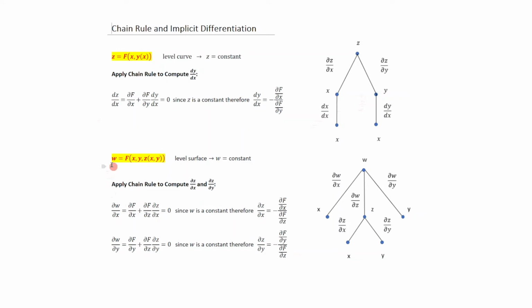So if we do dw/dx and break this out, this is ∂f/∂x plus ∂f/∂z times ∂z/∂x. And again, because it's a level surface, w is a constant, so the derivative of this will be equal to 0. So you can solve for ∂z/∂x. Similarly, you can do it for ∂z/∂y. And again, because it's a level surface, the derivative is equal to 0. And the diagram here basically would be representing these computations that I've shown here.